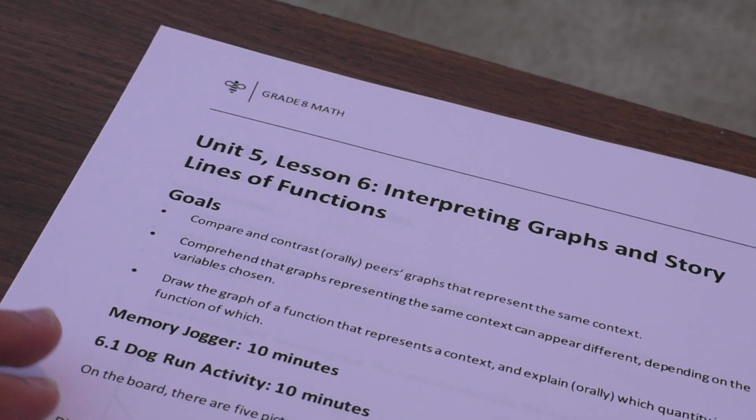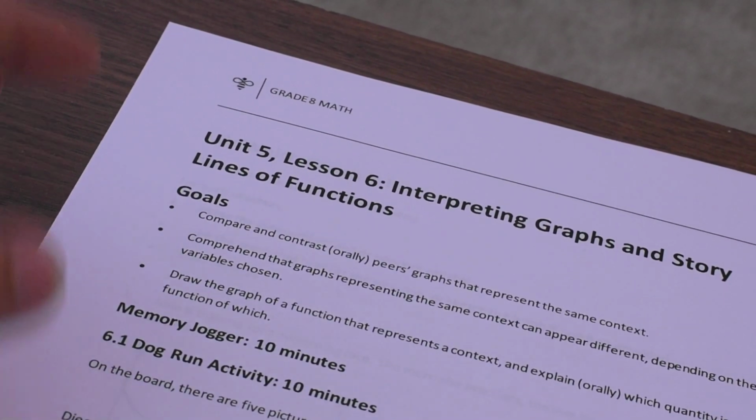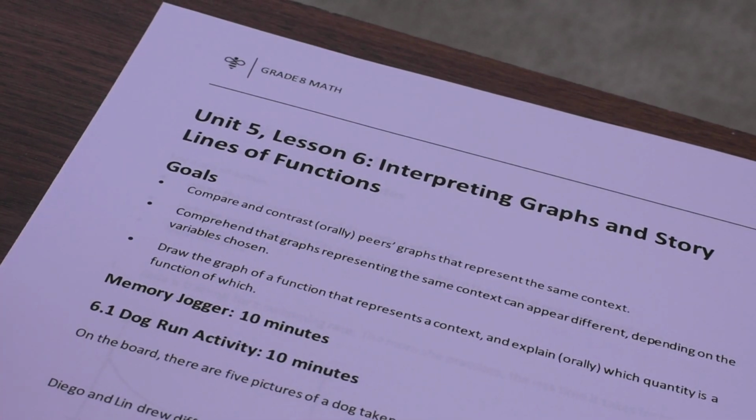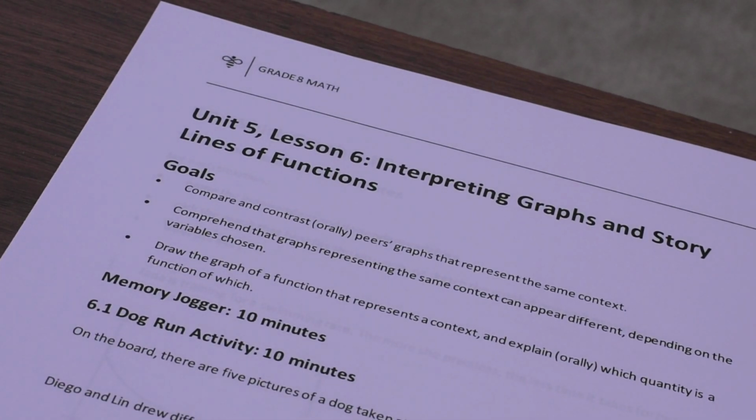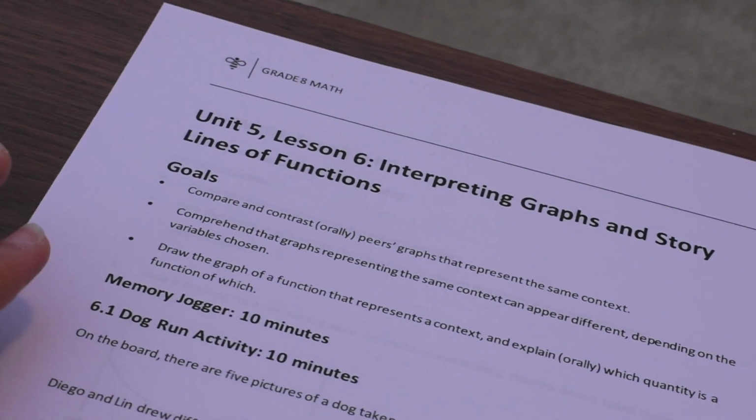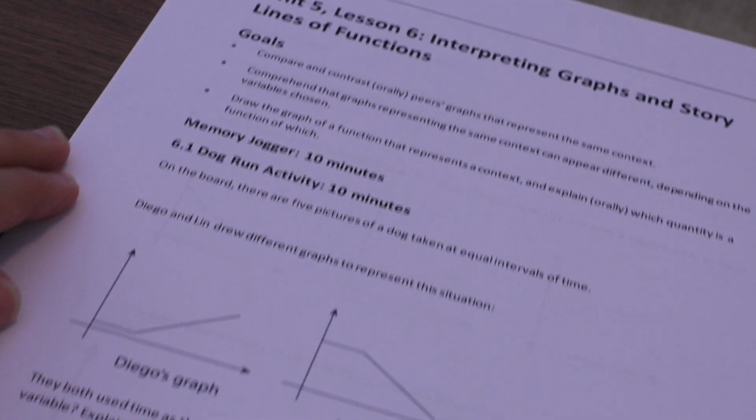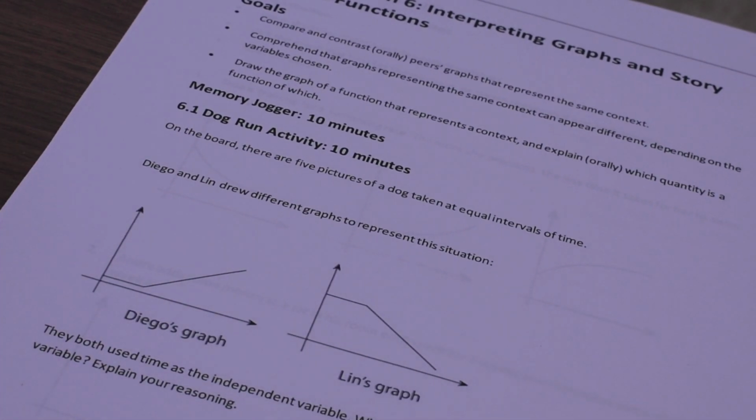All right, hey y'all, so we are moving on to interpreting graphs and storylines of functions, okay? So we have 3 different goals here. Go ahead and read those goals to yourself before proceeding with this video, all right? So, already completed memory jogger, we are moving on into this dog run activity.